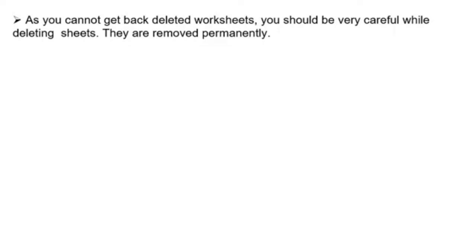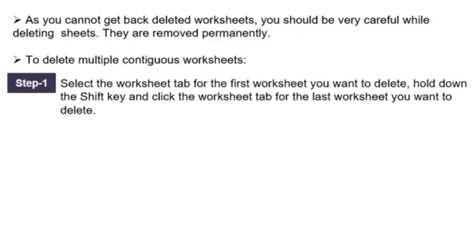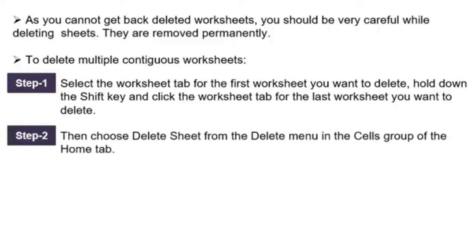They are removed permanently. To delete multiple contiguous worksheets, Step 1. Select the Worksheet tab for the first worksheet you want to delete, hold down the Shift key and click the Sheet tab for the last worksheet you want to delete. Step 2. Then choose Delete Sheets from the Delete menu in the Cells group of the Home tab.